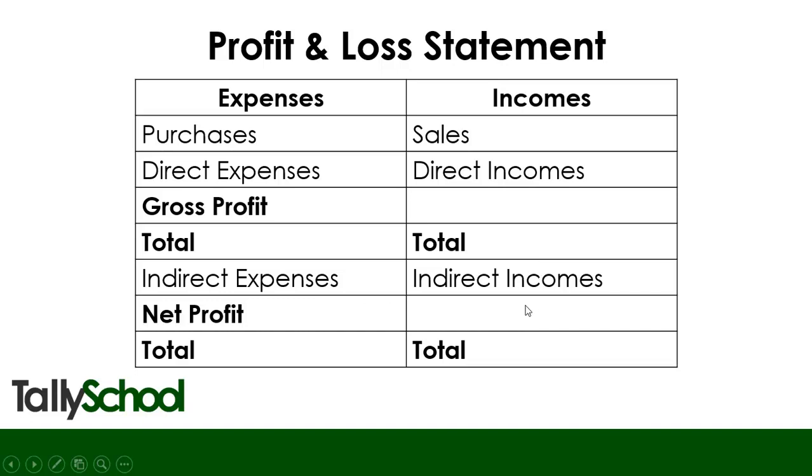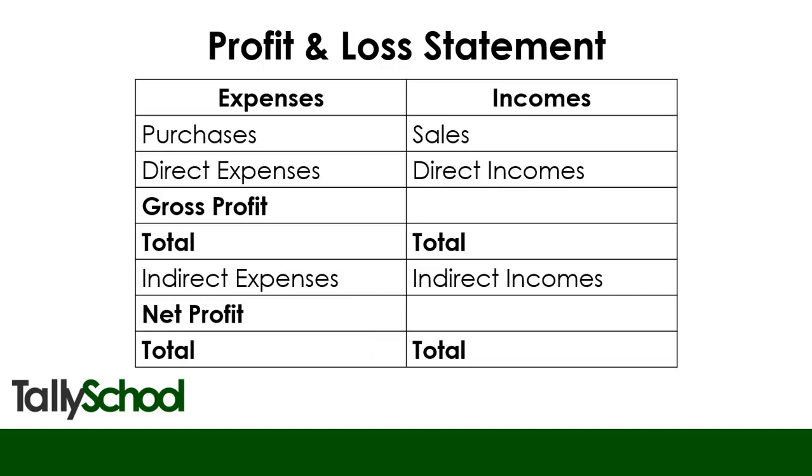We have 5,000 rupees gross profit. Now let's say we have indirect incomes of 1,000 rupees and indirect expenses of 500 rupees. So we have net 500 rupees profit from indirect incomes and indirect expenses, and we have 5,000 rupees gross profit here. So total net profit we have is 5,500 rupees. This is how profit and loss statement works. It is very easy and very simple to understand.